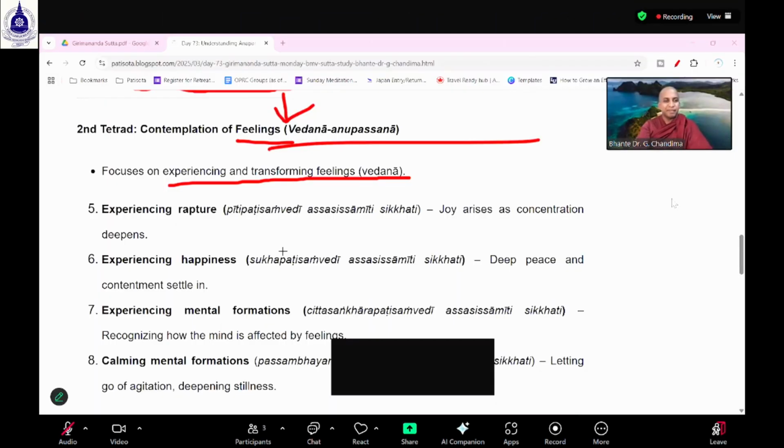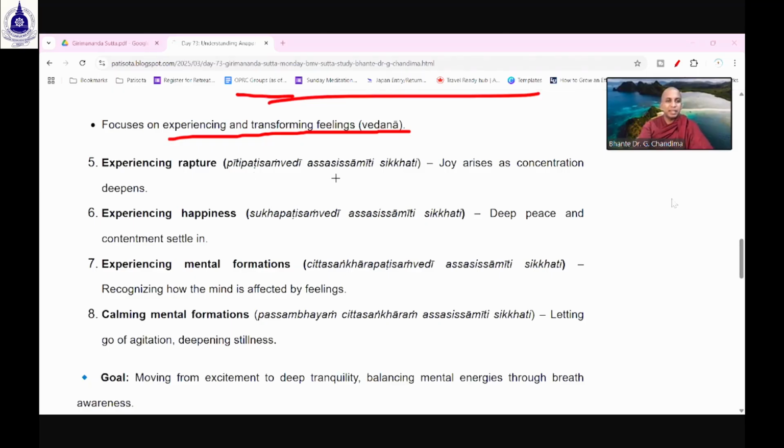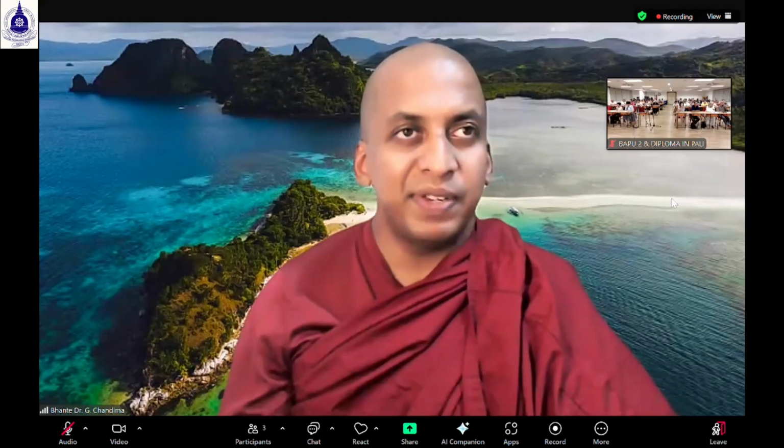How to do it? You can see, Piti Patisamvedi Assasissami Sikkhami. Joy arises as concentration deepens. Piti means, you can say joy or rapture. And then, after that, the second stage in that tetrad is happiness, Sukha. Sukha Patisamvedi. So joy is followed by happiness. Okay. Now you understand that your feelings are the most important part after you calm your body. Then you are going to calm your feelings.